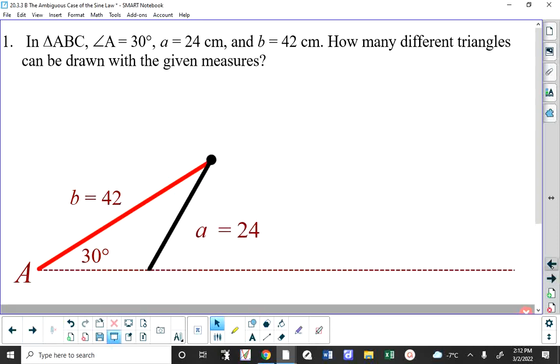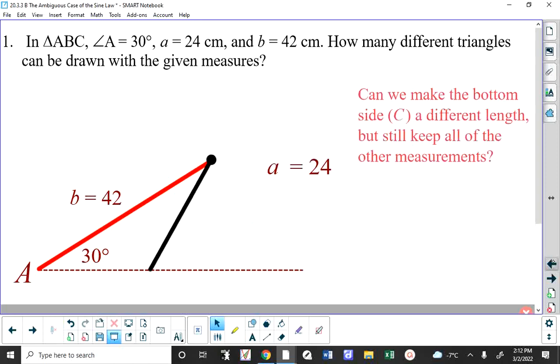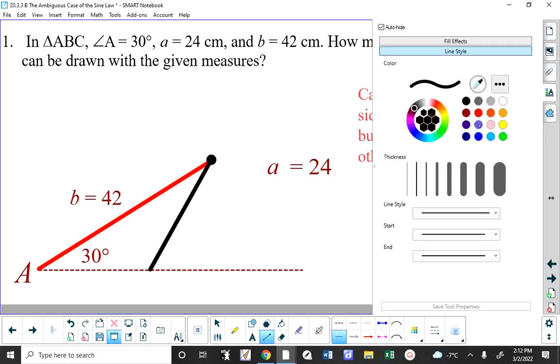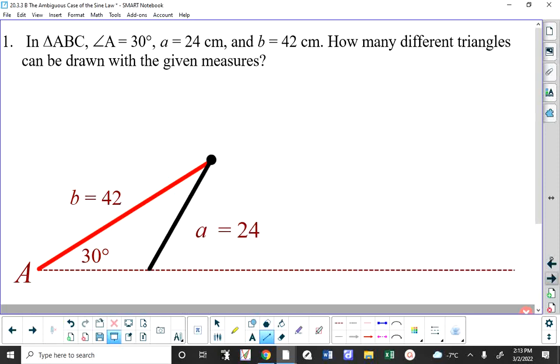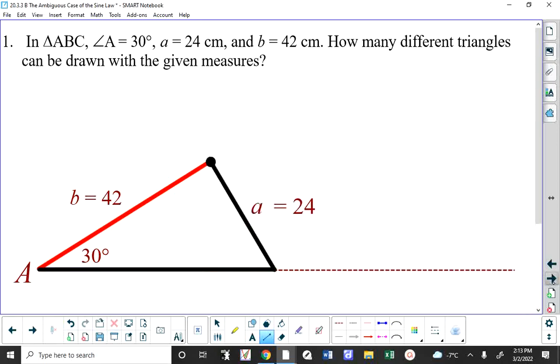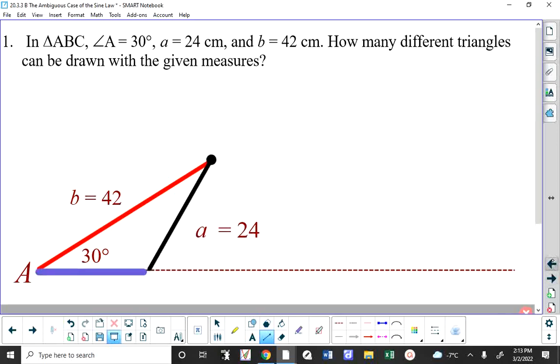These two triangles, I guess I should put in, it doesn't matter. I'll go with that bluish color again. I think it was this one. These two triangles, this triangle here and this triangle here, both have angle A as being 30 degrees. I'll toggle back and forth between them. Both have angle A as being 30 degrees.